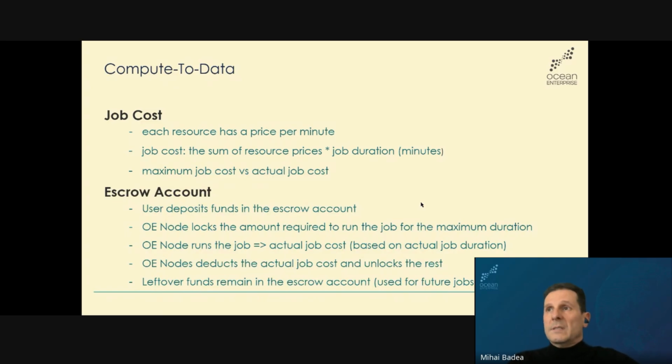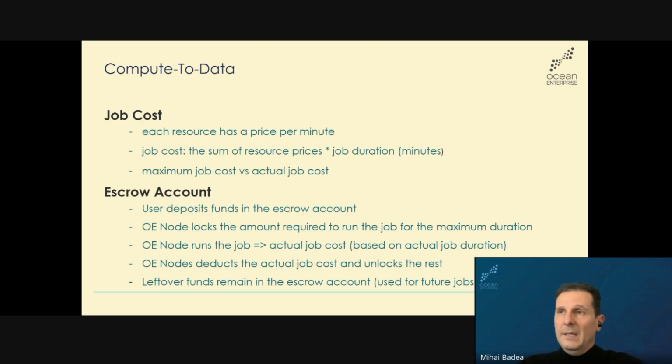The job cost. What does it mean? Each resource in a paid computer data environment has a price, and the price is charged per minute. The job cost is the sum of the prices of the resources allocated for that job multiplied by the job duration expressed in minutes. We should make a distinction between a maximum job cost and the actual job cost.